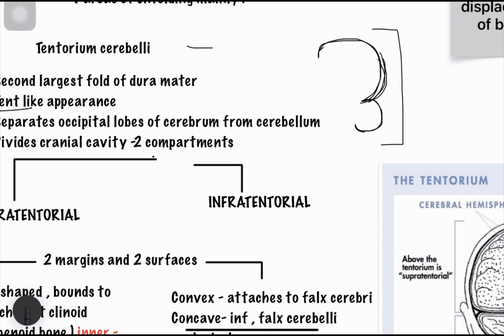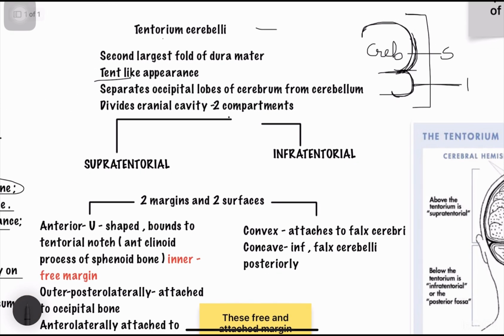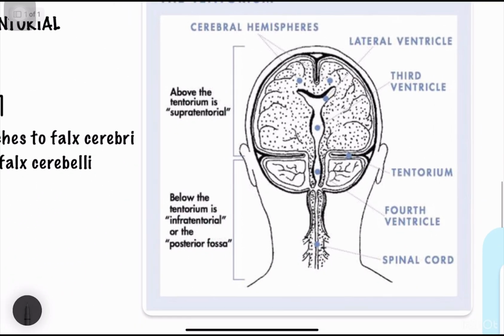So the tentorium cerebelli separates the occipital region of the cerebrum from the occipital region of the cerebellum and creates two compartments mainly. The upper region of the tentorium is the supratentorial region, and just below the tentorial fold is the infratentorial region. So the tentorium cerebelli we can see in this picture.